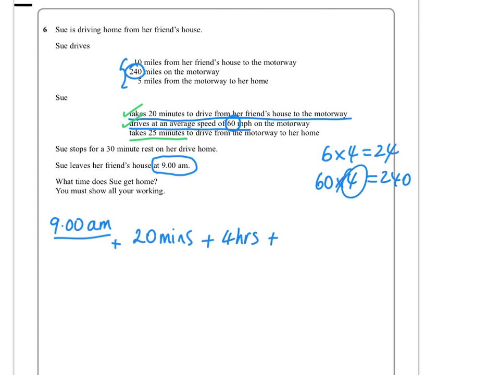So we've done this part here, and then it takes 25 minutes to drive from the motorway to our home. So there we go, another 25 minutes. And then there's another bit of information. She stops for a 30-minute rest on her drive home, so we have to dial that in as well.